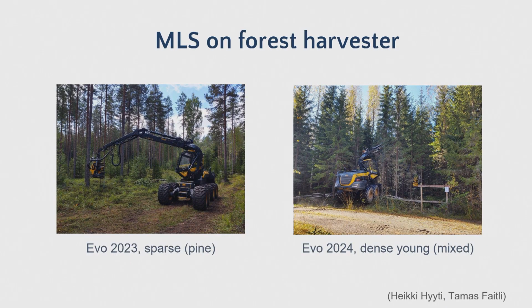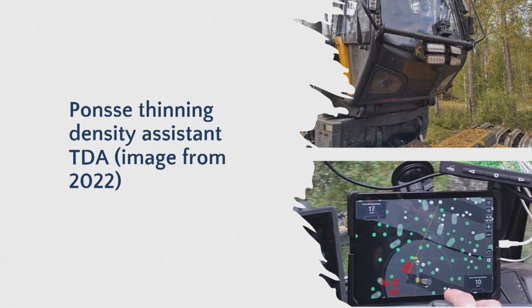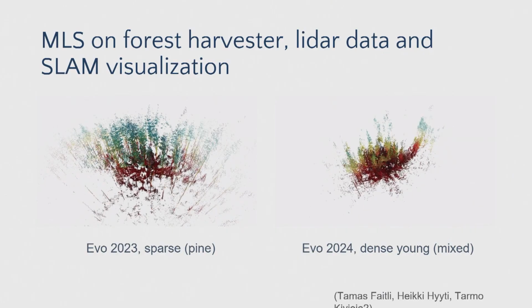We have done some mobile LiDAR tests, first with a sparse forest, then with a dense one. We have also done tests with the Ponsse thinning density assistant, which has been pre-operational since 2022. The main idea is that you find the trees in your surroundings, and then you select the trees that you want, and then you know exactly the number of trees left per hectare. The idea is to optimize the future growth.